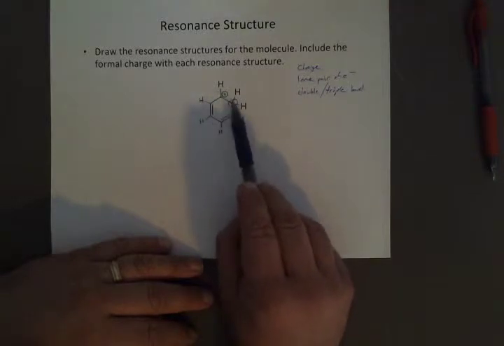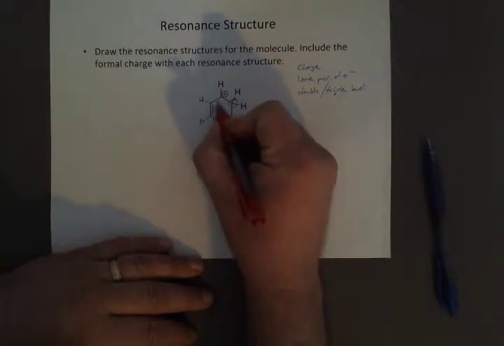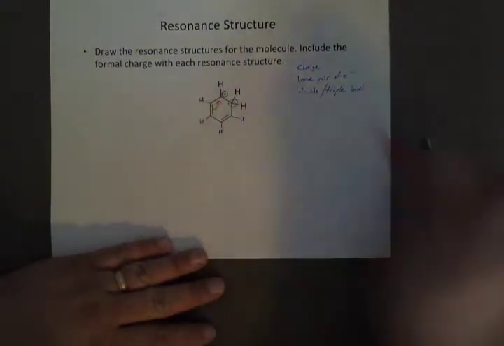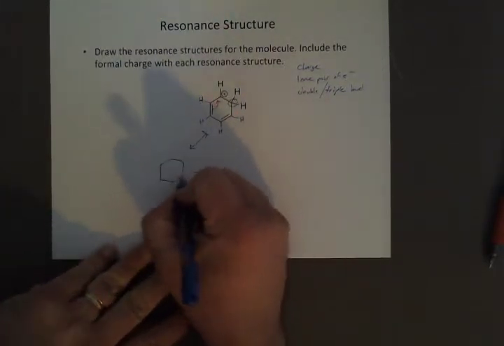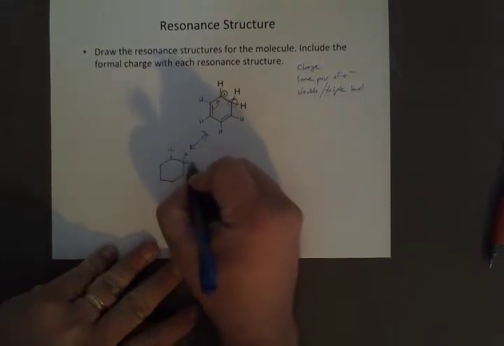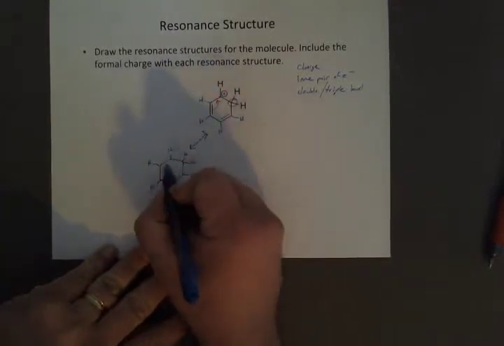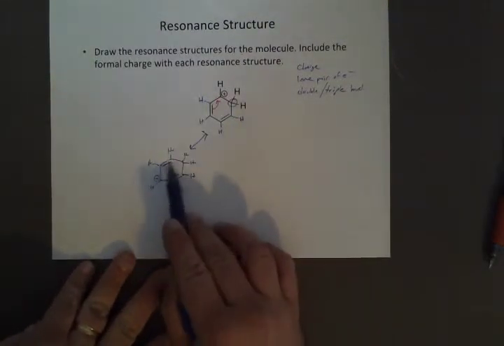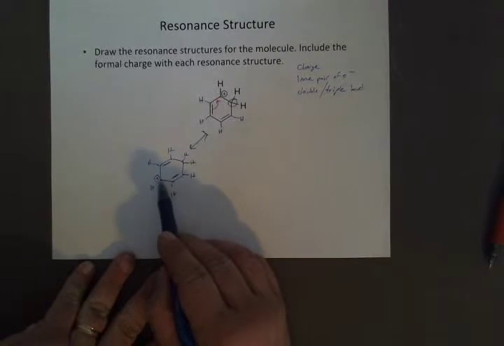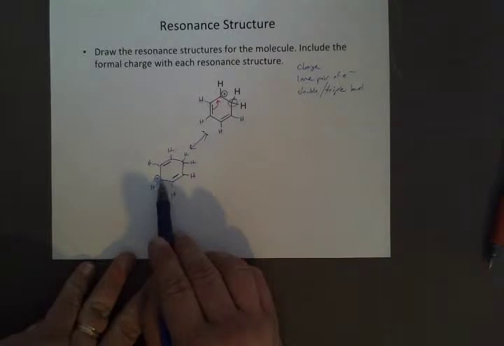So it can't talk to this guy. This guy can't participate. But what it can do is talk to this carbon and say, let's move this double bond over here to give you this structure. So if you move it over here, now these two have their 4 bonds. Now this one here only has 3 bonds, so it bears the positive charge. Now this guy needs to figure out a way to get its 4th bond.